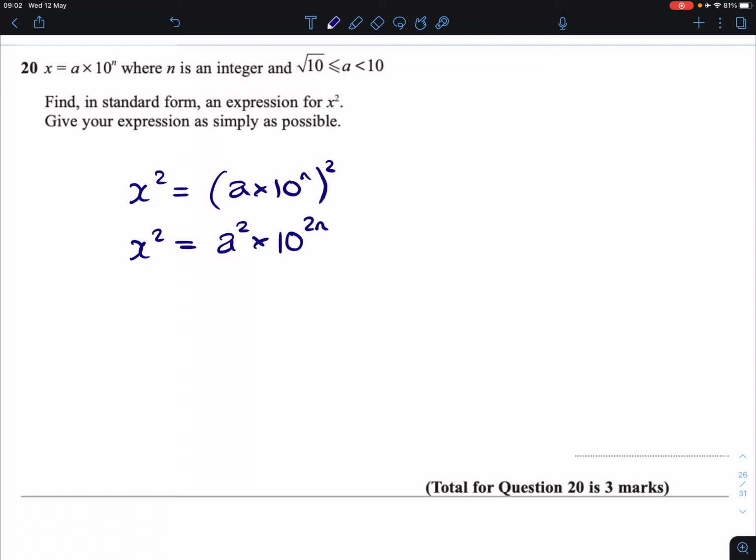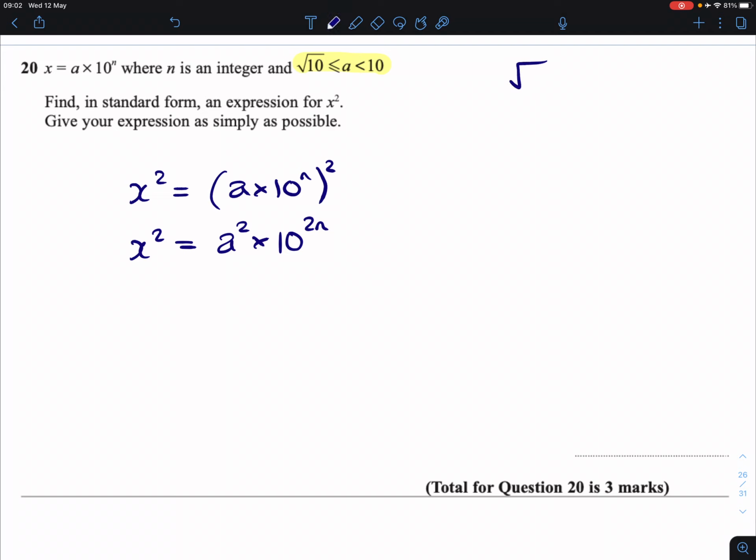And normally you'd think, well, that's it in standard form, right? Because we got something times 10 to the power. But we have to be careful here. The fact that we don't know what the size of this number is means that we can't make any assumptions on whether or not it's between 1 and 10. And that's where this thing comes in.